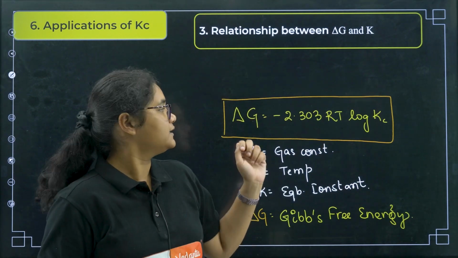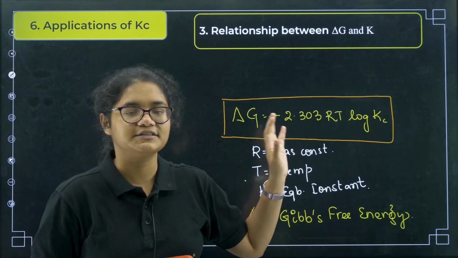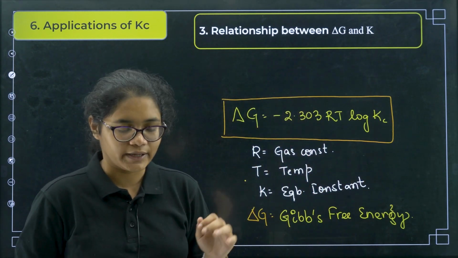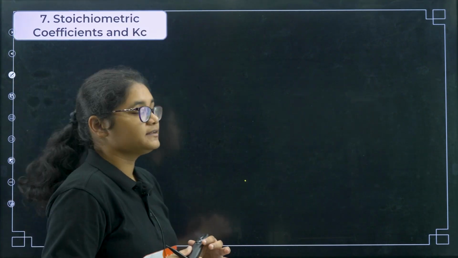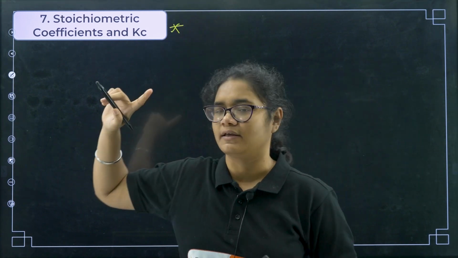The next one is the relation between delta G and K. This is the formula: delta G is equal to minus 2.303 RT log of K. Fine. Now we will see the next topic, that is stoichiometric coefficients and Kc. From here also questions are asked, very important.